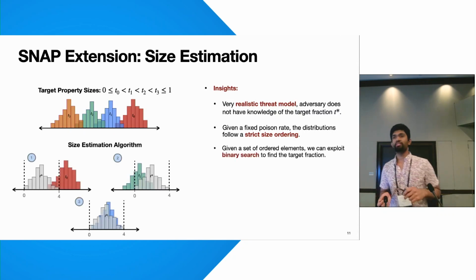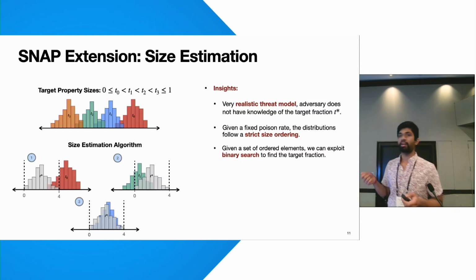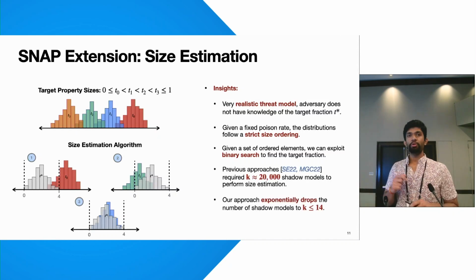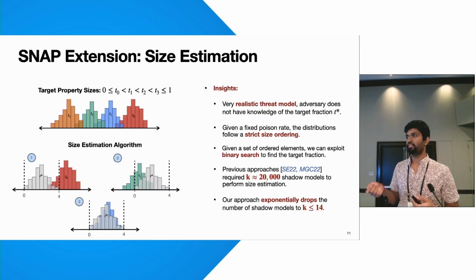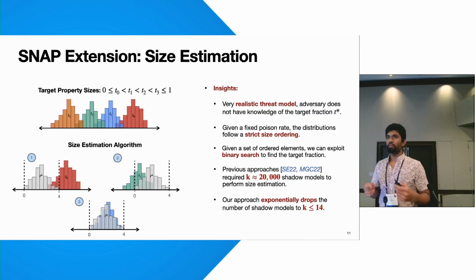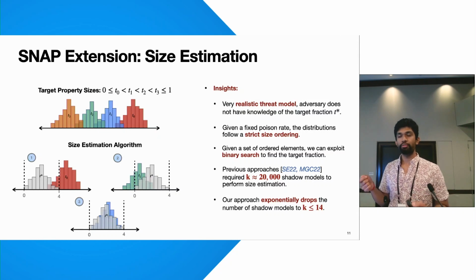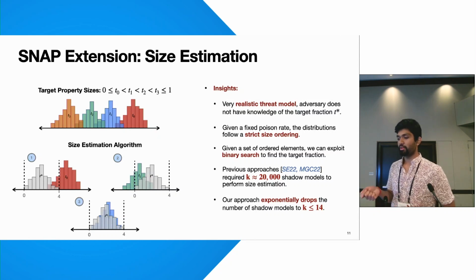So now, given this size ordering, we can exploit a binary search-based approach to compute the target fraction T star. Previous approaches have tried tackling this problem, but required close to 20,000 shadow models to get an accurate estimation. But because of our crucial observation here, we can exponentially drop the number of shadow models required to not more than 14 models to get an accurate estimation.